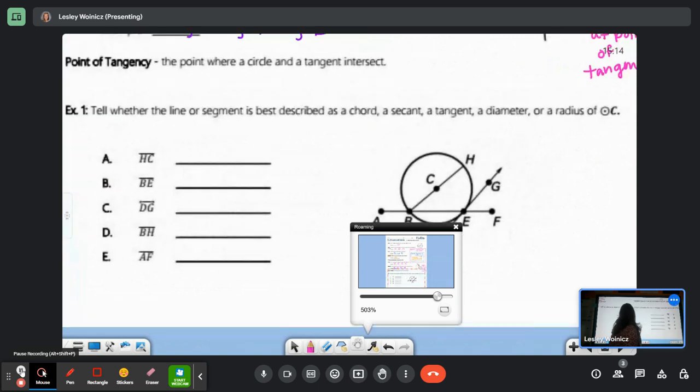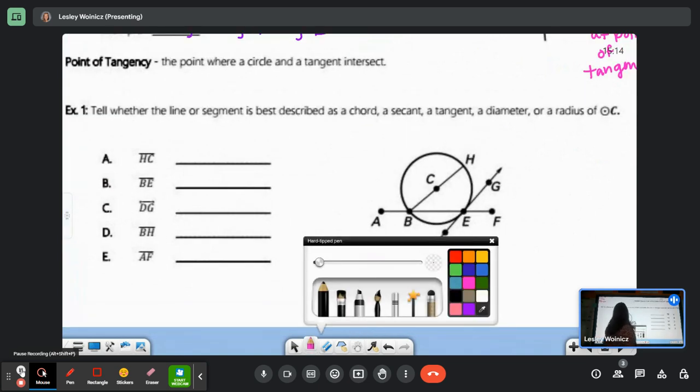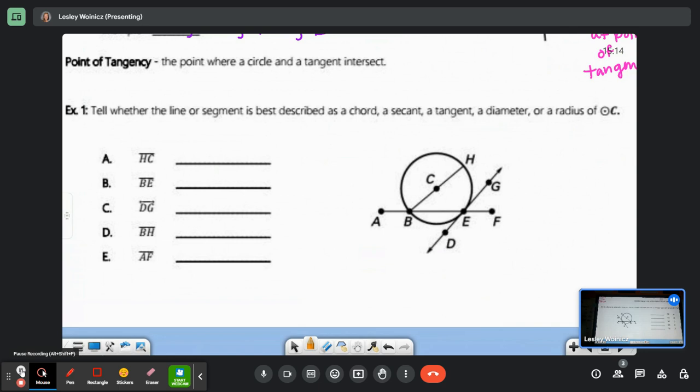All right. So for each of these, we are going to tell whether the line or segment is best described as a chord, a secant, a tangent, a diameter, or a radius. For the ones that are both, we are going to list all of the things they are and then box the best answer. If I only give you one answer to put, what would you put? Does that make sense? All right, what is HC?